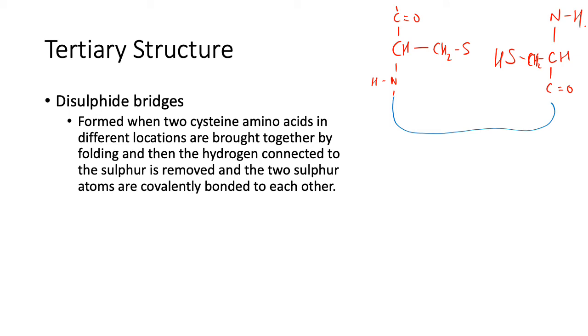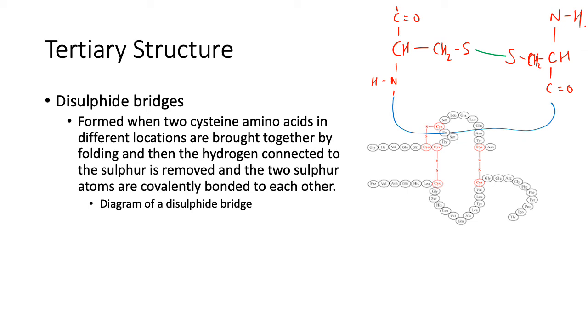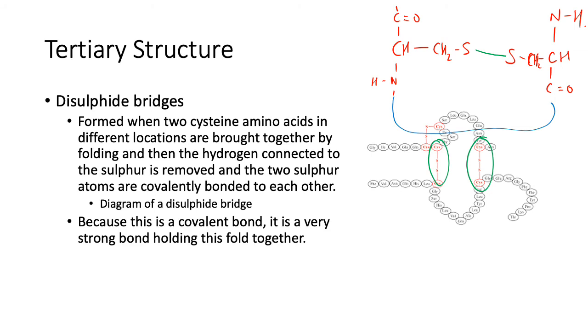What happens is that those two hydrogens get removed, and a brand new covalent bond is formed between them. So it's not an ionic bond or whatever, it's a covalent bond. So there's your diagram, and there's another diagram showing how they can hold the protein together. Because this is a covalent bond, it is a very strong bond, and therefore it takes a little bit more to break, but it holds these proteins in place. So it's a covalent bond between the two sulfurs.